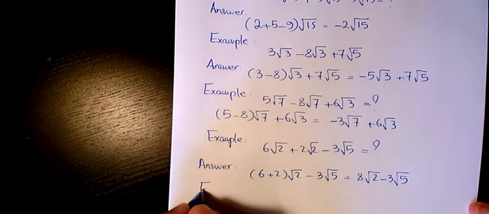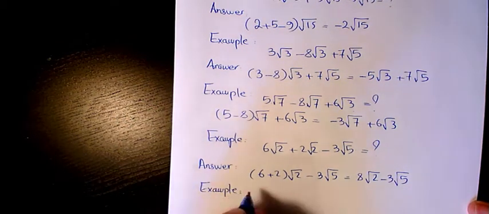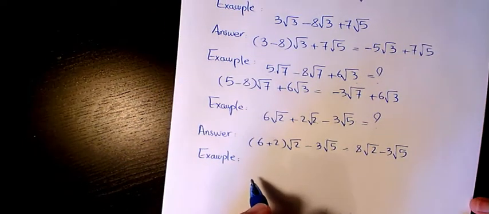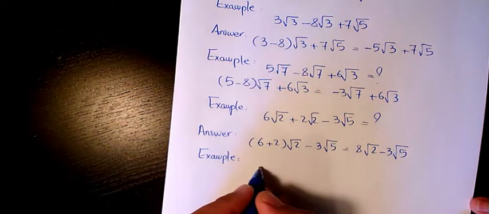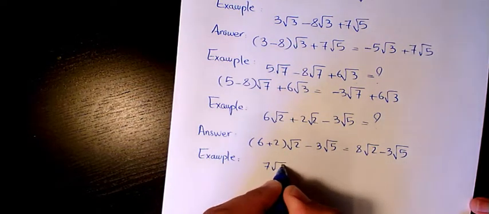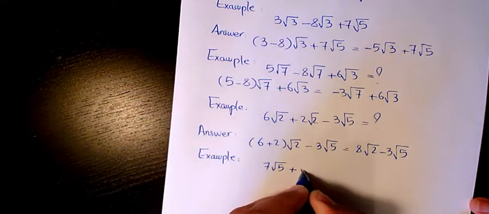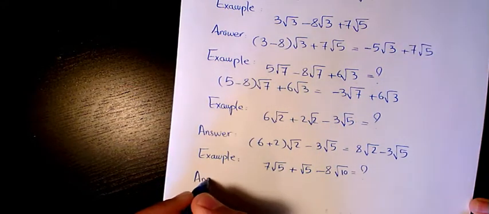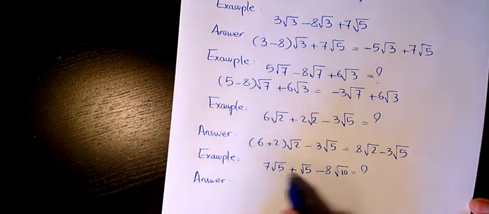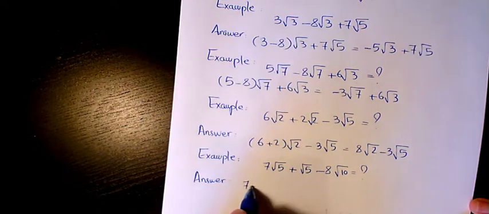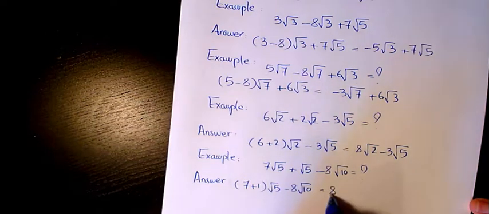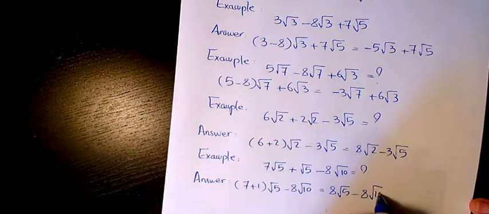And then next example, 7 root 5 plus root 5 minus 8 root 10. Answer is, these two are like terms. 7 plus 1 root 5 minus 8 root 10. It's going to be 8 root 5 minus 8 root 10. That's the final answer.